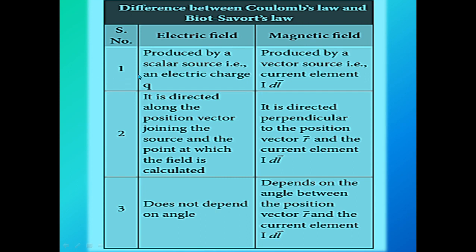First point: the electric field is produced by a scalar source, that is an electric charge Q. The magnetic field is produced by a vector source, that is the current element I dl vector. Second point: the electric field is directed along the position vector joining the source and the point at which the field is calculated. The magnetic field is perpendicular to both the position vector r vector and the current element I dl vector. Third point: the electric field does not depend on angle. The magnetic field depends on the angle between the position vector r vector and the current element I dl vector.